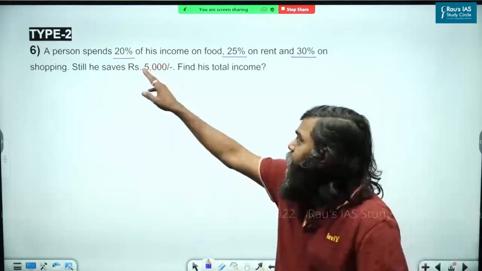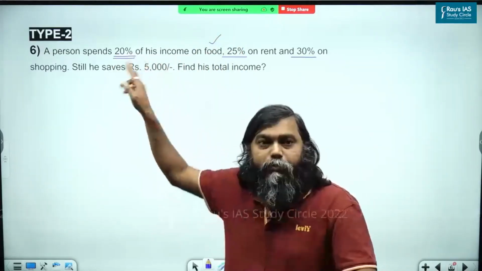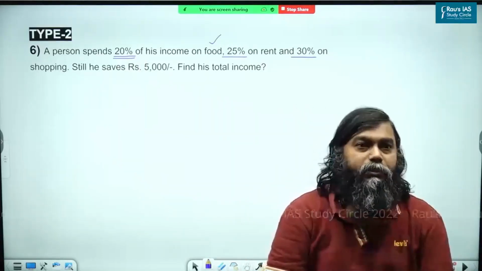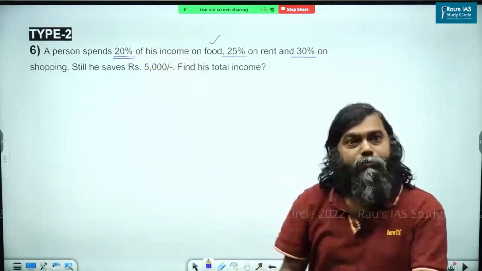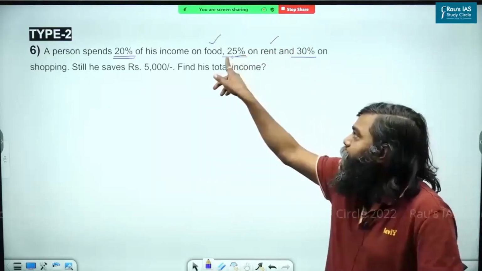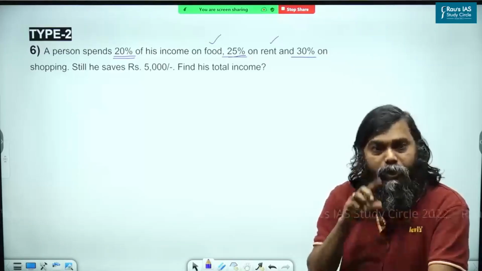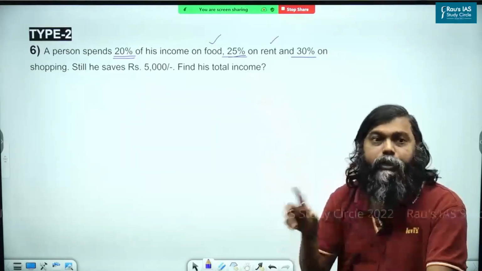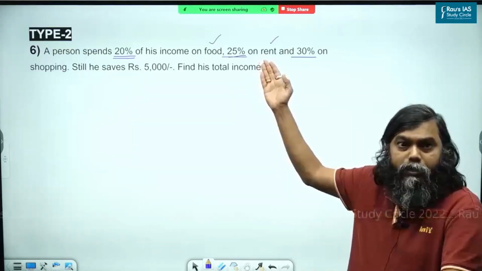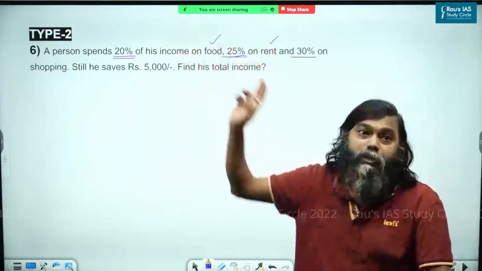First, you are spending 20% money on food. 20% of what? Where will you take 20%? From your original income. Next, you are spending money on rent. How much? 25%. Where will you take 25%, from original income or leftover income? Does the statement say leftover or remaining? Nowhere. That means 25% of original income.